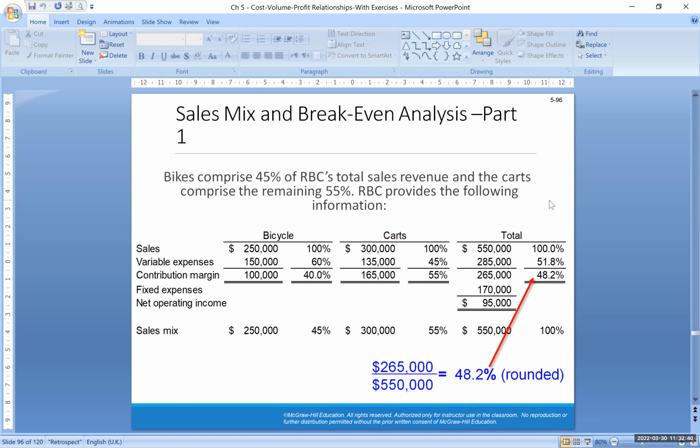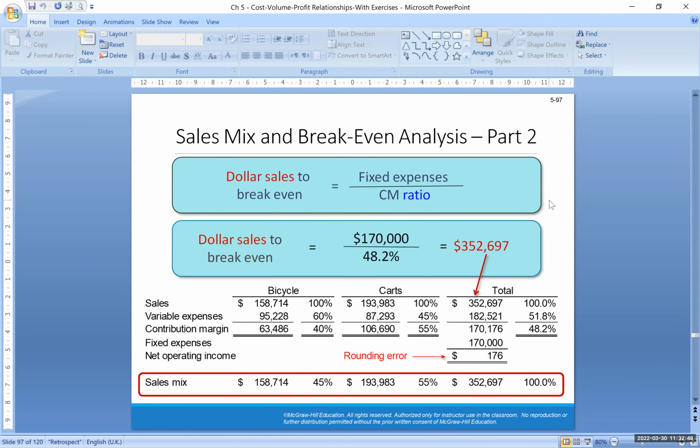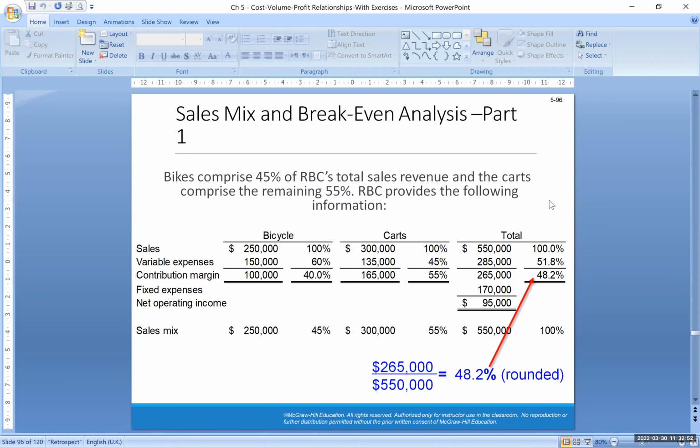Now we need to calculate the break-even points in units and in dollars. So our question in this objective: what is the break-even point for a company that sells more than one product with different prices and different cost structures? The first point for this topic is to know the sales mix for the two products. According to our example, 45% is sold from bikes and 55% from the carts.